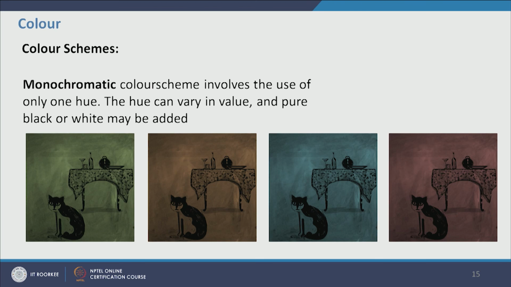We also have the monochromatic color scheme. In the monochromatic color scheme we have one single hue and variation in value. So we can have tints and shades of that particular hue. We can add more white to get tints, and we can add more black to get shades of the same hue, and we can play with the saturation of the hue.